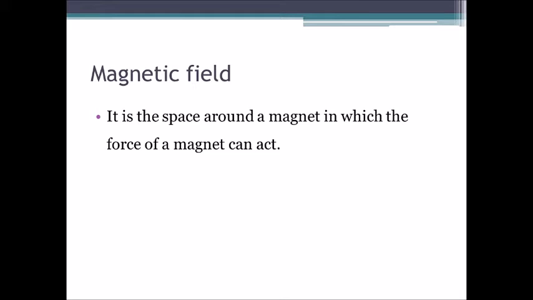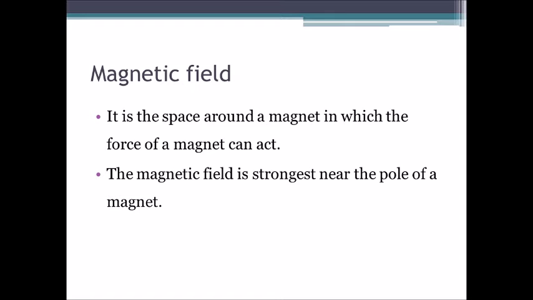What does that mean? First of all, the magnetic field is invisible. We cannot see it, but it's around the magnet. If the object that contains iron is inside the magnetic field, the magnet can attract it. But if it's outside the magnetic field, the magnet will not be able to attract it. The magnetic field is strongest near the pole of a magnet because the strongest part of the magnet is the pole, so of course it also has the strongest magnetic field.